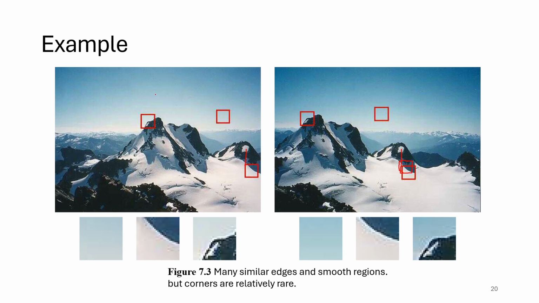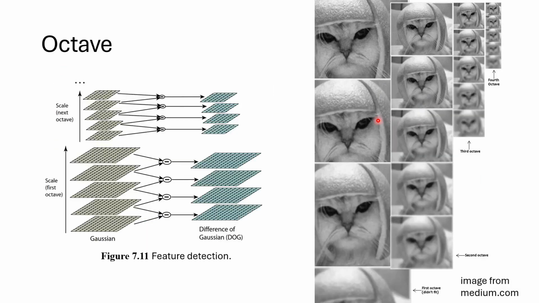Furthermore, if we use a smooth patch, you can find a lot of similar patches in the smooth region. So this becomes a problem. How do you find an edge? Sorry, how do you find a corner?